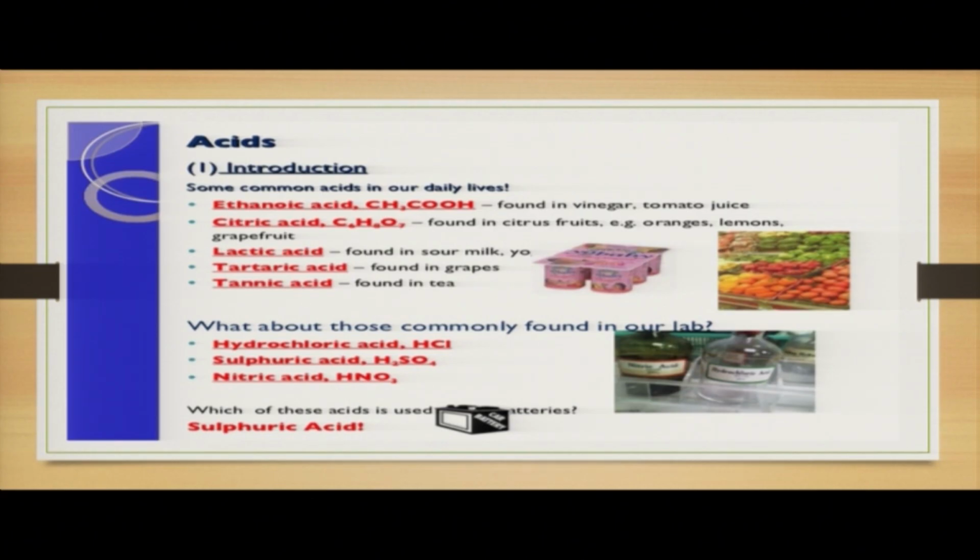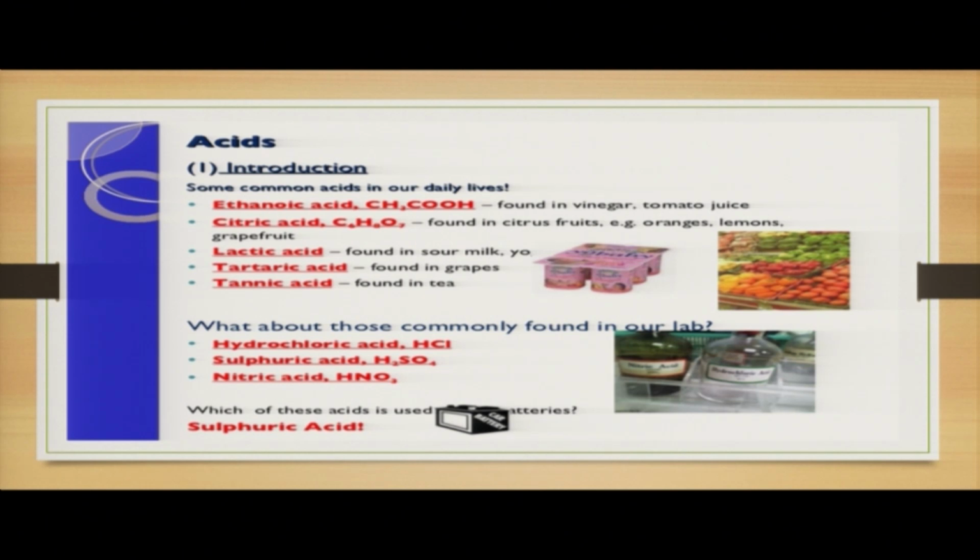We said some common acids in our daily life are also very important. That is why I want us to also go through them. Ethanoic acid, we've said it is found in vinegar, tomato juice, and so on. Citric acid is in citrus fruits, that is oranges, lemons, grapes. And lactic acid in yogurt and milk, tartaric acid in grapes. You find tannic acid in tea.